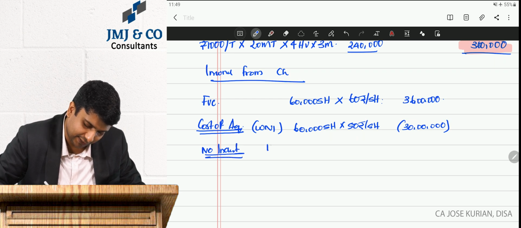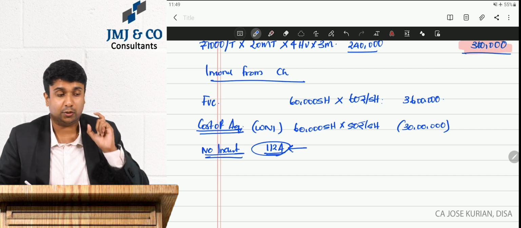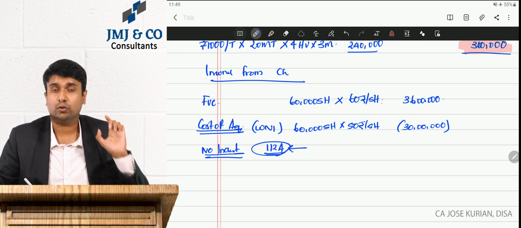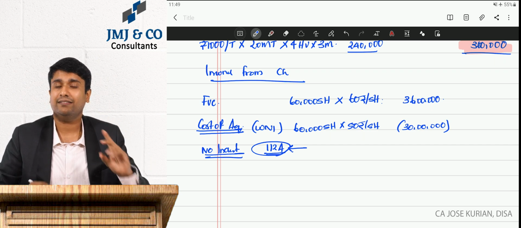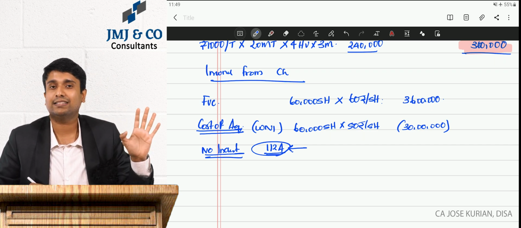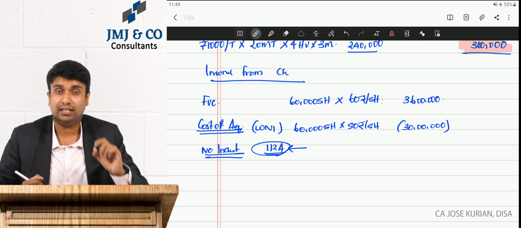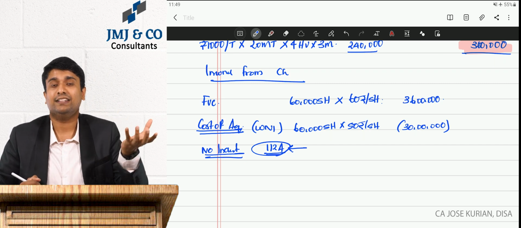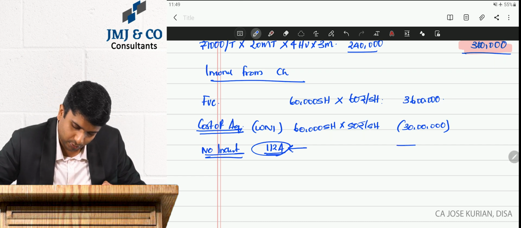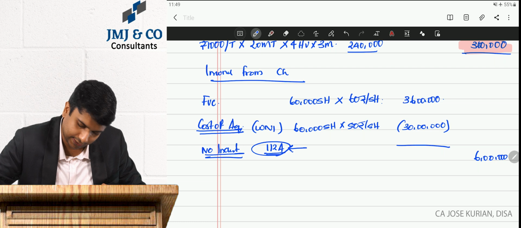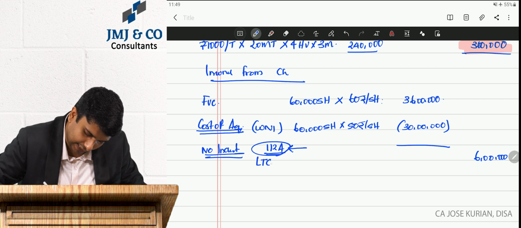Why? Because if it is a share which is taxable under 112A, then the assessee cannot claim the benefit of indexation. So for long-term capital gain taxable under 112A, forget about indexation. That's why I haven't adjusted the portion of indexation. So the gain would be 6 lakhs. 6 lakhs would be the long-term capital gain.